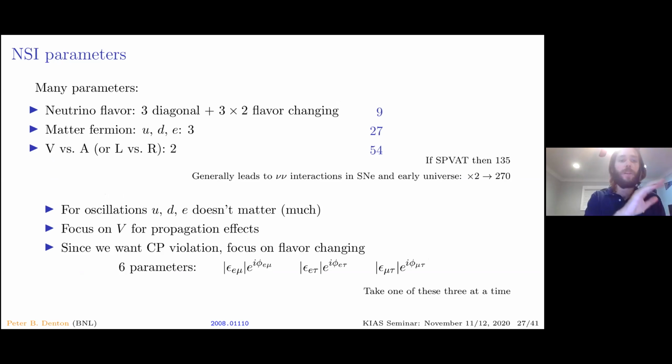So I mentioned NSI before. In the context of three-flavor oscillations, there are a lot of parameters. It can couple the different flavors in different ways. It can have a different structure with the fermions or with the Lorentz structure. Way too many to handle. We cut it down to six parameters, and really what we do here is we just take these off-diagonal parameters with the CP-violating phases. And we take just one of these three at a time. So we do either ε_eμ with a phase, ε_eτ, or ε_μτ.